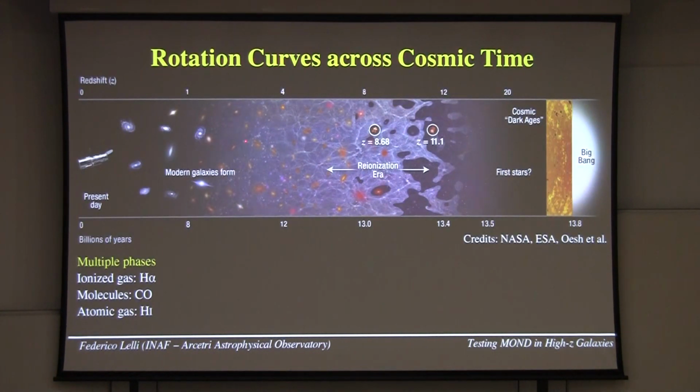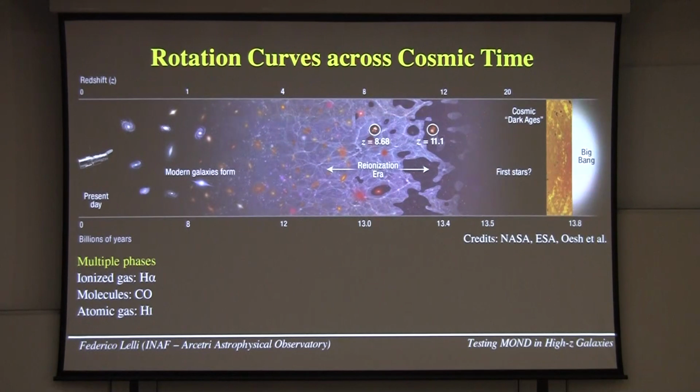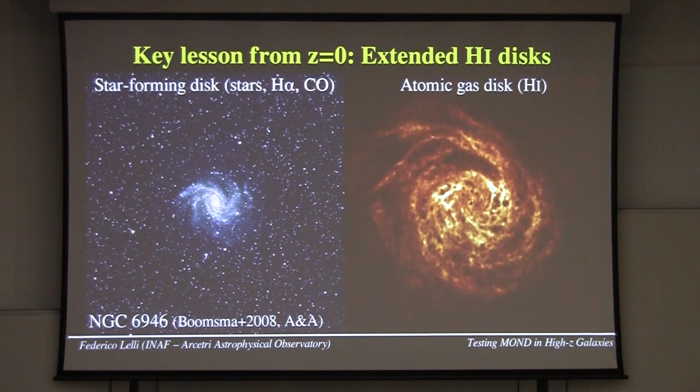Now, if we want to do this exercise, we need to trace rotation curves across cosmic time. So we need proper tracers for the gravitational potential. At redshift 0, we are spoiled because we have access to many different gas phases. We can trace ionized gas using H-alpha, molecular gas using CO transitions, and atomic gas using HI. And HI in particular is extremely important because it is very extended.